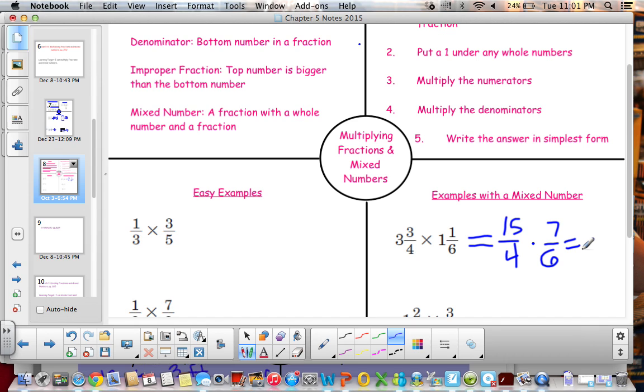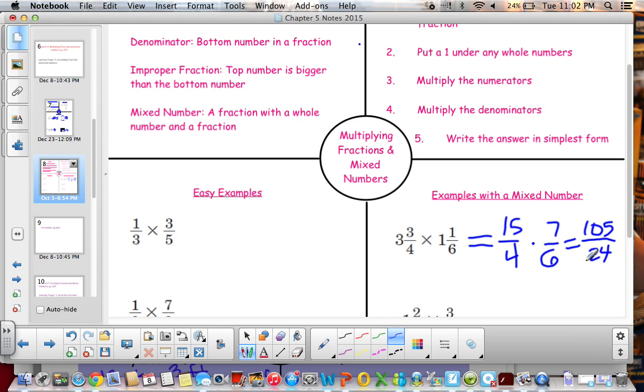Okay? So now since we have two improper fractions, we multiply straight across. So 15 times 7 is 105. And then 4 times 6 is 24. So then we ask ourselves, do they have any factors in common that we can divide by to make it a little bit easier? But then we do need to convert it back to a mixed number. So 105 divided by 24. So we can try to simplify it down. If it can't, then we can just go right now and make it into a mixed number.